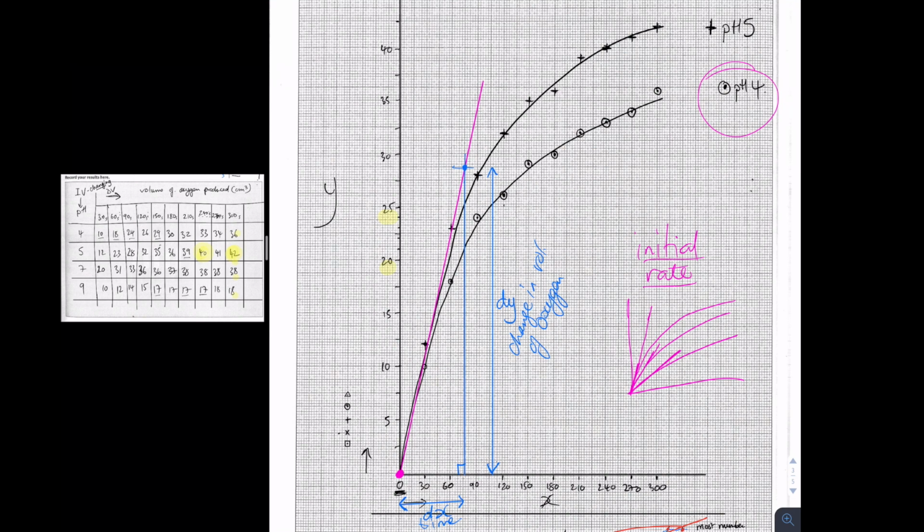Okay, so shall we just go ahead and do that for this example? So I'll switch back to black. Perhaps I'll get rid of all this stuff.